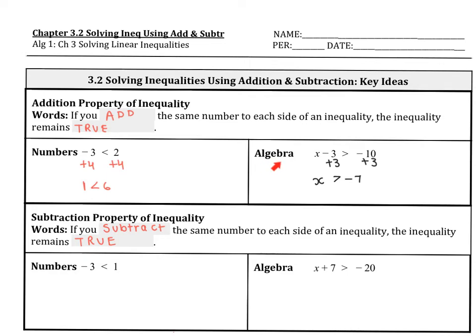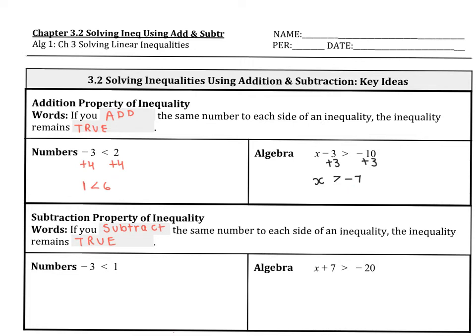For the second one, you're going to solve for x. It means you have to isolate the x value, so you need to remove the negative 3. So add 3 on both sides. You're going to get x greater than negative 7.